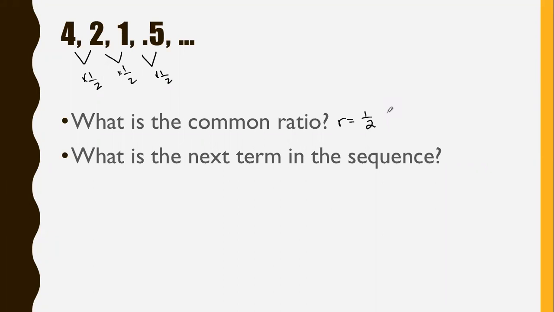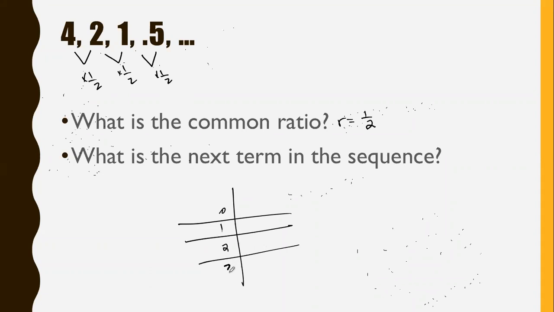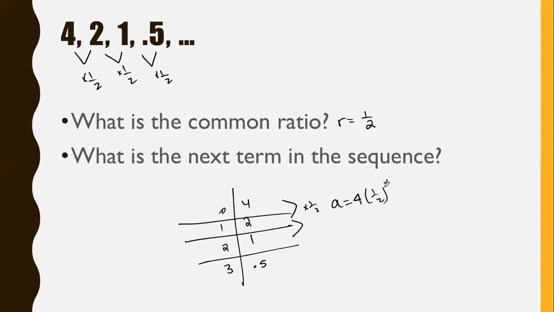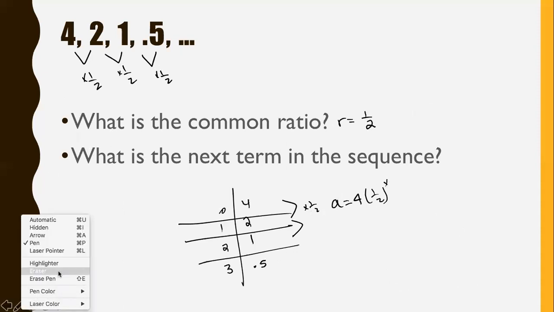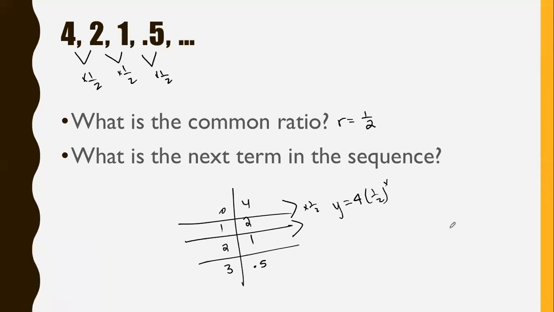Hopefully you may be making the connection, but this is exactly what we did a couple weeks ago with exponentials. When we had a table, and we were trying to figure out, well, what's the equation of the table? Oh, my first term in the sequence was 4, so that's my A value. And what am I multiplying by every time? Oh, 1/2, and that was my B value. So this is the same exact thing as an exponential equation. Okay, so what would the next term in the sequence be? 0.25.